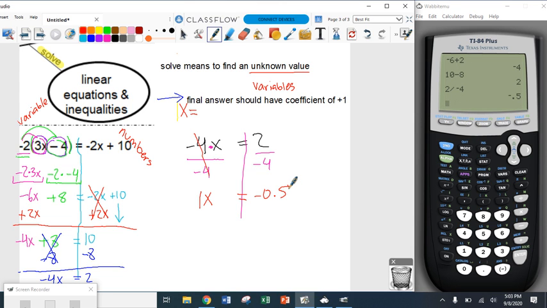Now am I done? Well, I've finished solving the problem, but I'm not done because I haven't checked my answer. If I plug whatever value I got for x, in my case negative 0.5, back into the original equation, it should read as a true sentence. I need more room, so I'm going to go to the next page and rewrite my equation.